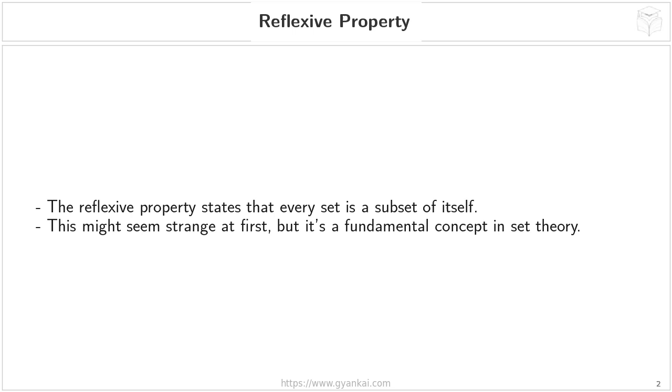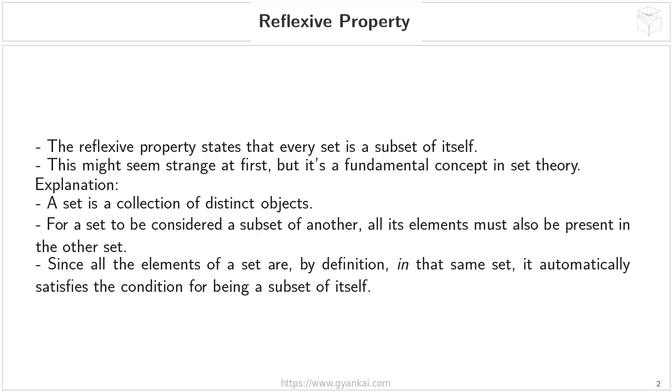Let's break it down. Remember, a set is simply a collection of distinct objects. And for one set to be considered a subset of another, all of the elements in the first set must also be present in the second set. Now think about a set, let's call it A. All the elements that make up set A are, by definition, inside set A already, right? Because of this, set A automatically meets the requirement of being a subset of itself. It's like saying a group is contained within itself, which is always true.